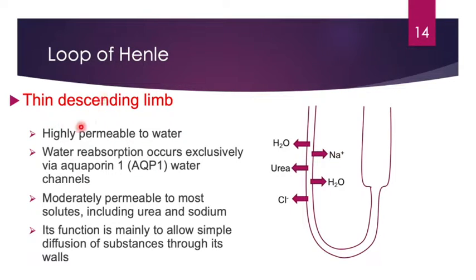The thin descending limb is highly permeable to water, so it allows water reabsorption via aquaporin 1 water channels. About 20% of filtered water will be reabsorbed at the thin descending limb. The thin descending limb is also moderately permeable to solutes including urea and sodium. However, it does not reabsorb a significant amount of solutes because this limb does not have any transporter or carrier proteins. So the solutes will be reabsorbed via simple diffusion. The permeability of the thin descending limb to urea is important for the urea recycling process.